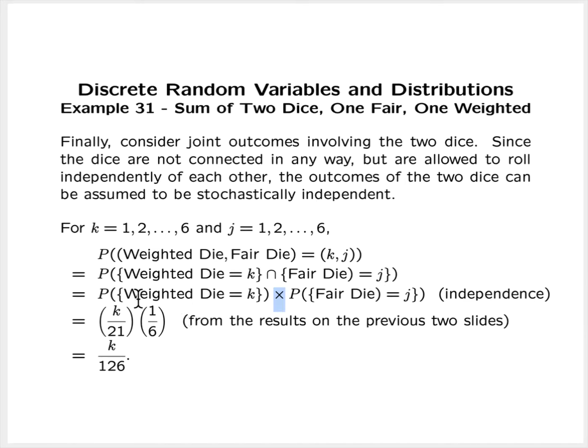Well, we have formulas for each of these probabilities. The probability that the weighted die is equal to k, we found to be k over 21, and the probability that the fair die is equal to j is equal to 1 over 6. And so multiplying those together, the probability of this joint event, all right, is k over 126.